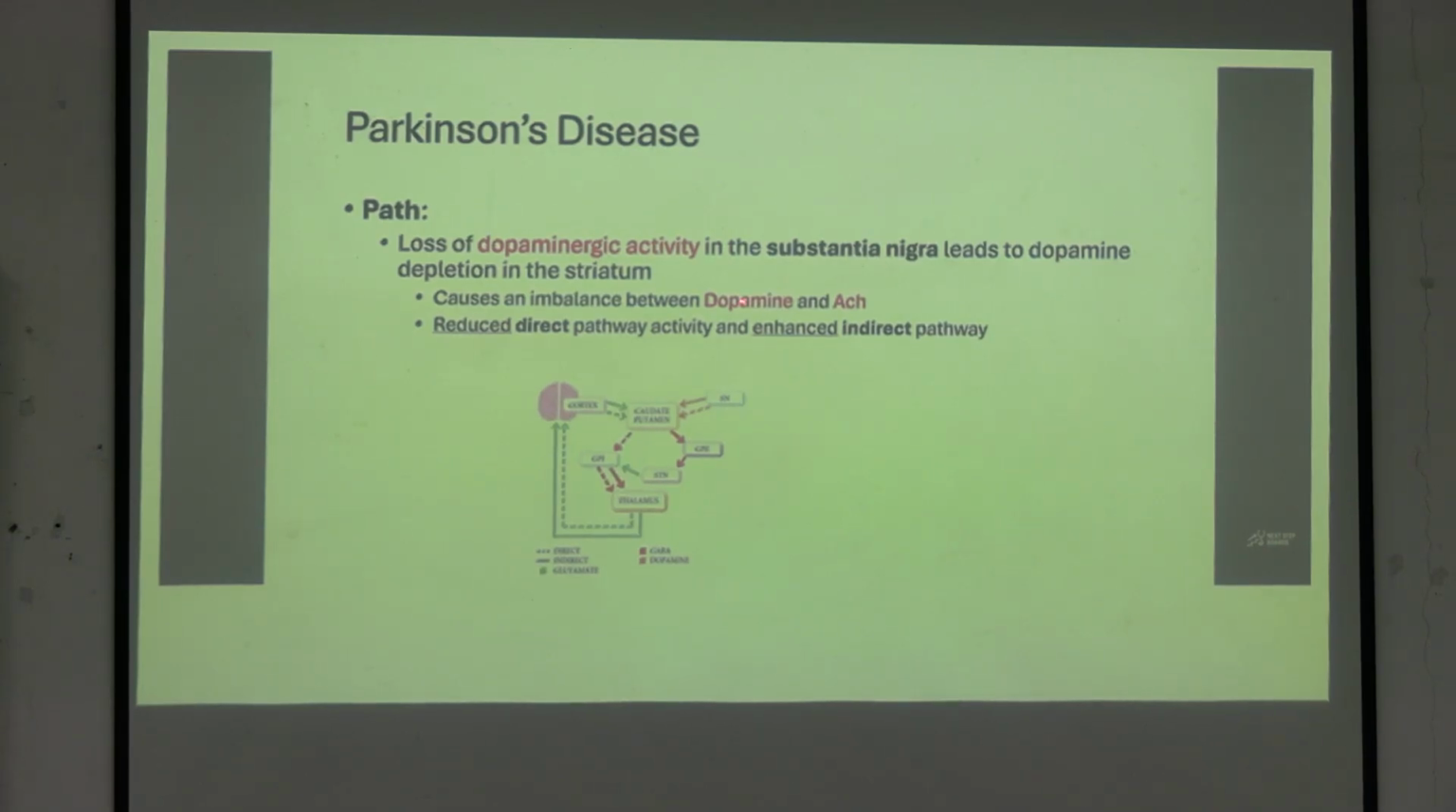It is caused by an imbalance of dopamine and acetylcholine. There is a delicate balance between dopamine and acetylcholine in the basal ganglia. This ratio is lost between dopamine and acetylcholine. Reduced direct pathway and indirect pathway, this is there. You may not remember these things, but remember at least these few lines.